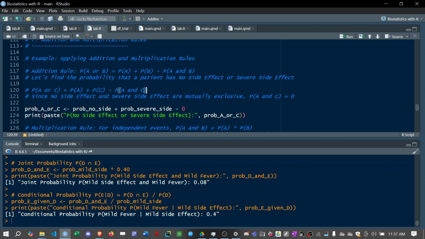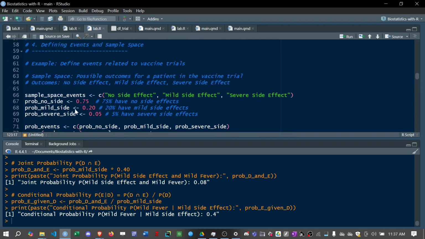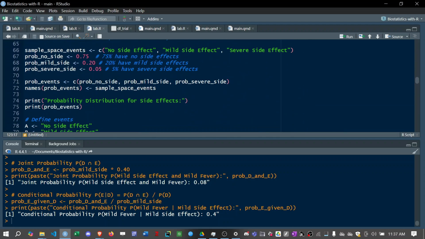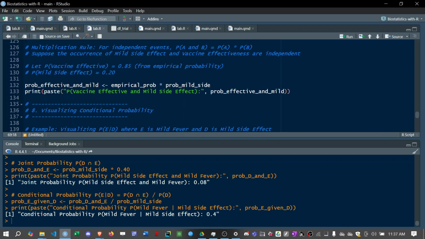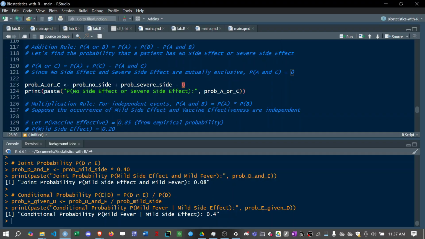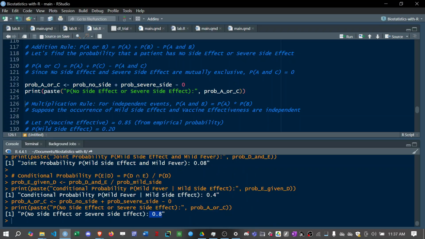Now, the probability of no side effects. We want to find the probability of the patient having no side effects or the patient having severe side effects. So you can see that these are two conditions that can occur. If you look at where we defined it earlier on, no side effects and severe side effects are two events that can't occur together. So which means that for the probability of no side effects or severe side effects, we are going to be subtracting 0 since they can't occur together. So when we run this now, we have 0.82 probability of having no side effects or severe side effects.